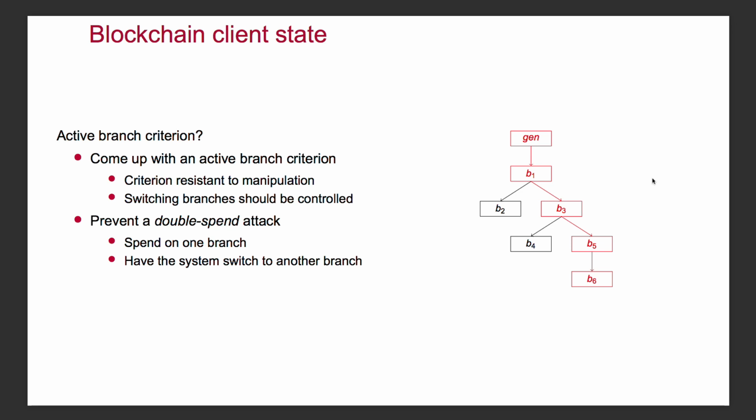And this criterion should be resistant to manipulation. I should not be able to make nodes arbitrarily switch branches in a block tree, because then I'm going to change the view of what the ledger is for other nodes. So switching branches in this block tree should be somehow controlled. The reason is also to prevent a double spend attack. So what's a double spend attack? The idea is to create a transaction that spends some coins in block B4, and then revert, basically switch to a different branch, and the transaction gets reverted.